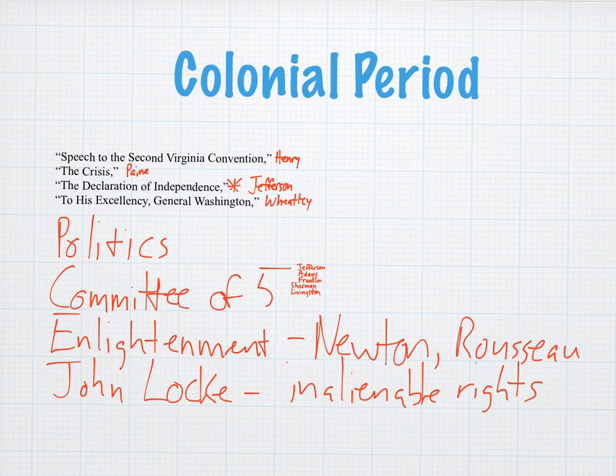Notice how Speech to the Second Virginia Convention, Crisis, and Declaration of Independence are non-fiction political works. To His Excellency General Washington, that's sort of the outlier. It's a poem. It's written in a very grand, flowery, Grecian, like ancient Greek kind of style. There's allusions to Muse and Aeolus, these Greek gods, but it's making Washington into this mythic sort of hero on a Greek scale. So it's an interesting piece, but definitely very different from the political pieces that are being discussed otherwise.